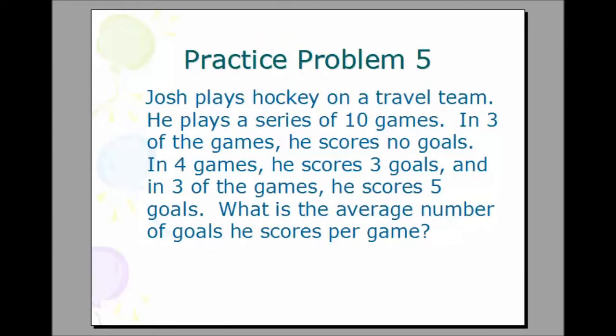Practice problem 5. Joshua plays hockey on a travel team. He plays a series of 10 games. In 3 of the games, he scores no goals. In 4 games, he scores 3 goals, and in 3 of the games, he scores 5 goals. What is the average number of goals he scores per game?